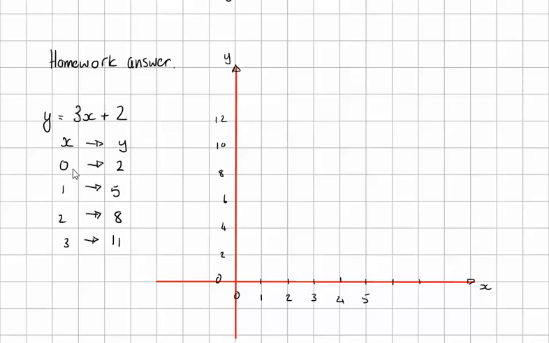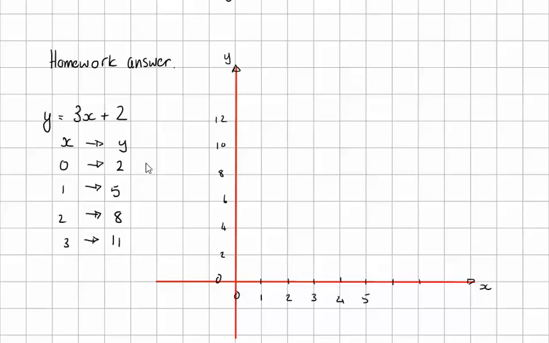So for instance, 0, well we do 3 times 0 is 0, plus 2 makes 2. 3 times 1 plus 2 is 5. 3 times 2 plus 2 is 8. 3 times 3 plus 2 is 11.